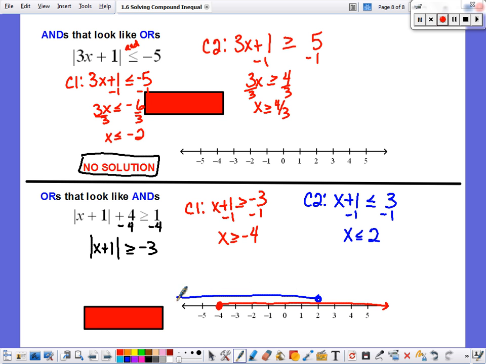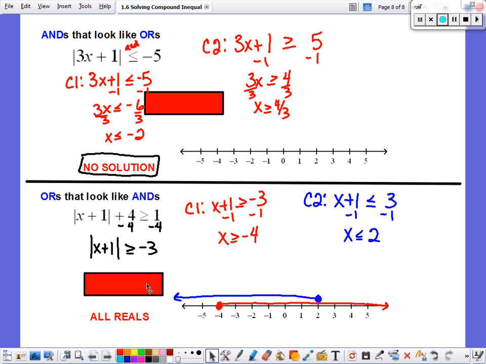Now notice here, it looks like we want to do the intersection, but it's not an and, it's an or. And so it only has to satisfy one of the 2. If we take a look here, it satisfies at least the blue or the red at all points. Give me a number, and I guarantee you the blue or red is going to cover it. So what we have here is an or that looks like an and. It has crossed. And anytime you get an or that looks like an and, all reals is your solution. Any number is your solution.